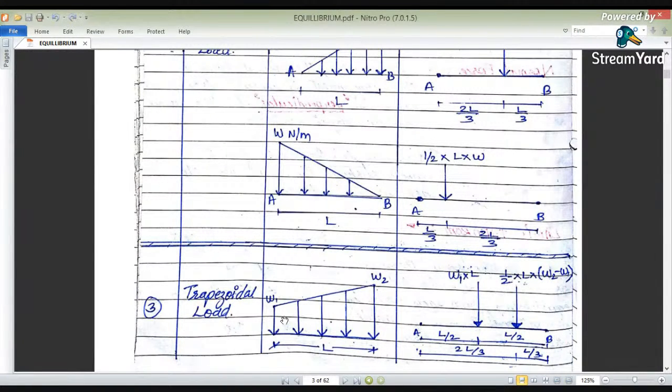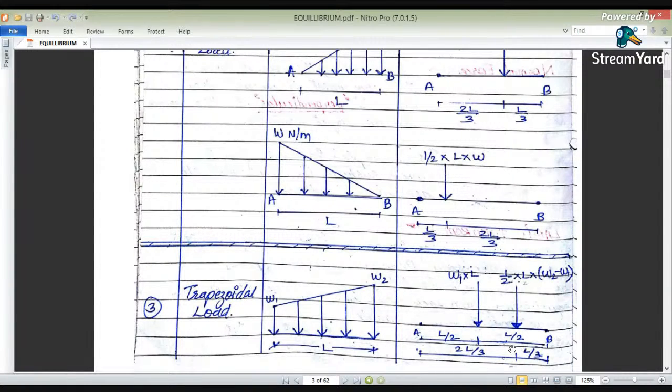Okay, that means it is having two intensities, W1 is the height for the smaller triangle. What about the height of the larger triangle? That is W2 minus W1. So here we have taken W2 minus W1. That is the height of the triangle. Okay, and where is it acting? It will be acting at the CG.